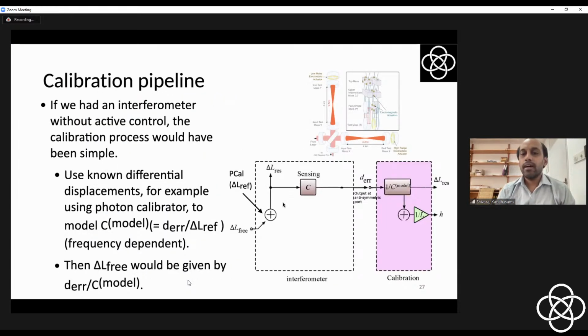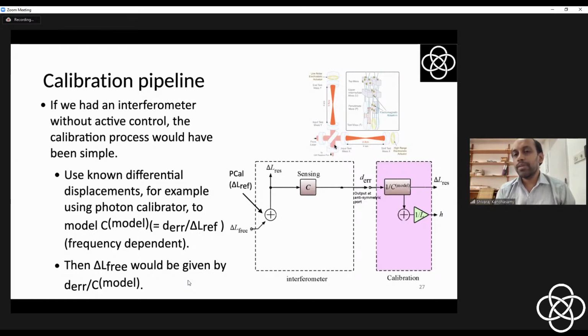Okay, so let's say you didn't have any controls. You might have heard from the previous lectures that we need to keep the length of these arms at some constant value so that the light can resonate between these two mirrors. Only by doing that can we increase the total power in the arm. The sensitivity of the gravitational wave interferometer is proportional to the total power in the arm.